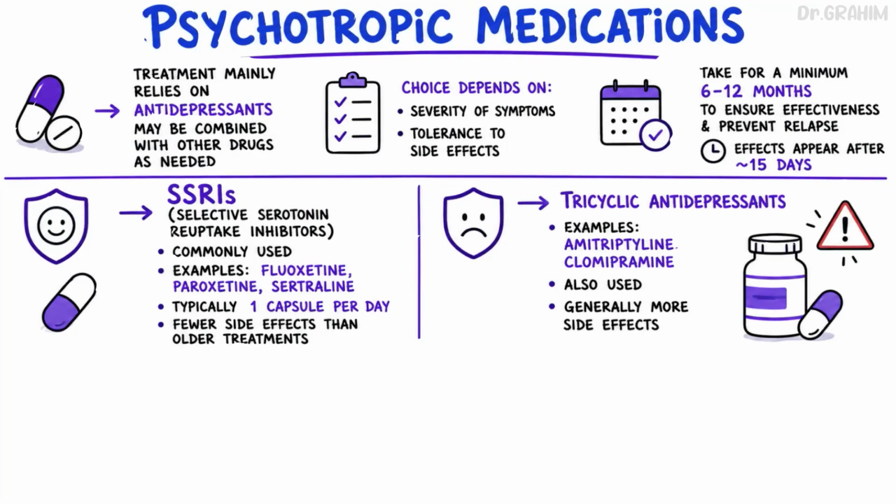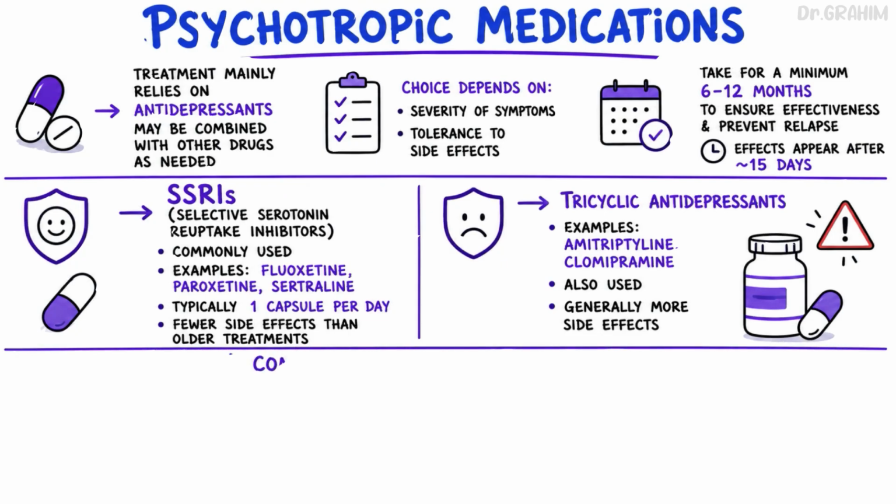It is important to note that antidepressants must be taken for a minimum duration of 6 to 12 months to ensure effectiveness and prevent relapse. Their effects usually appear after about 15 days. In some cases, additional medications are needed alongside antidepressants to manage specific symptoms.